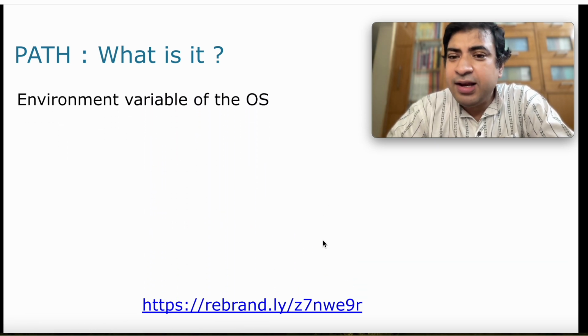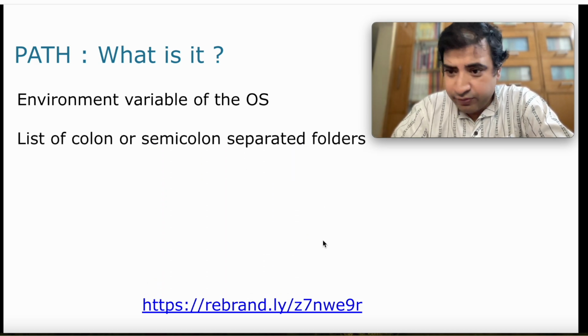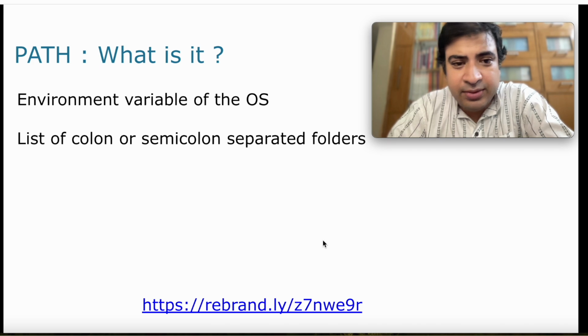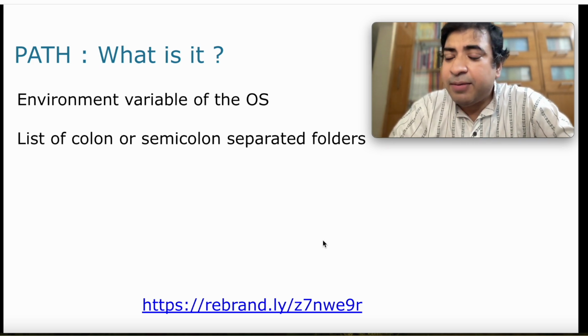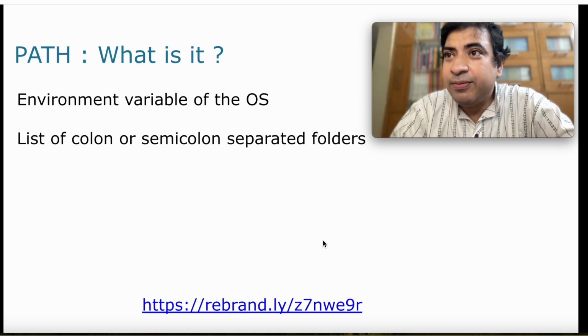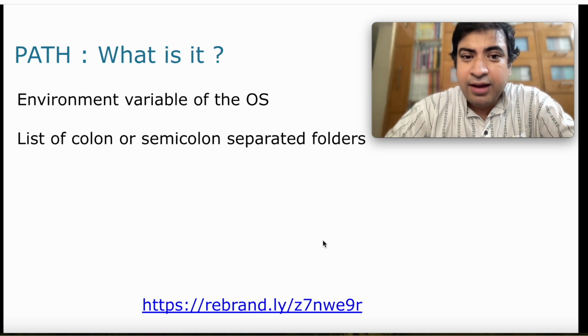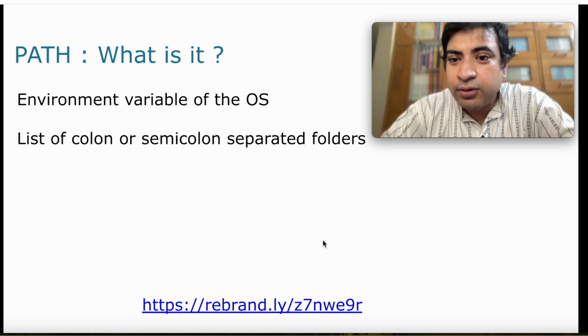It's basically an environment variable of the operating system, present in Unix, Mac, and Windows, which is DOS, every operating system. The path environment variable contains a list of folders separated by a delimiter. In Unix or Mac, the delimiter is often a colon, and in Windows, the delimiter is a semicolon.